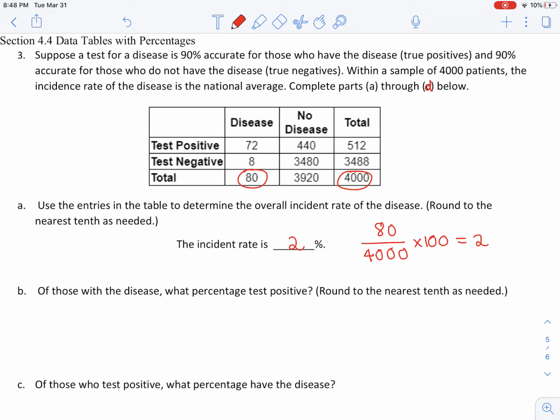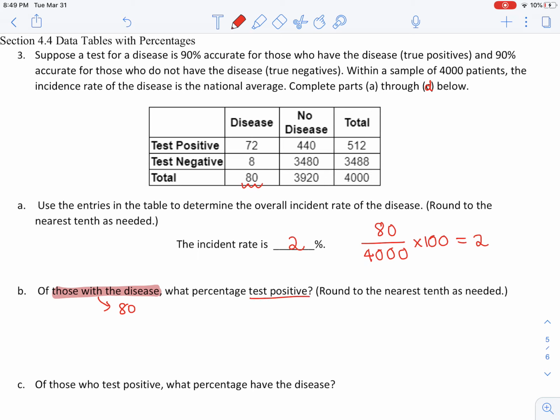Okay? All right, B. Of those with the disease, what percentage test positive? Now, look at the wording very, very carefully, okay? They are saying all of those with the disease, okay? Out of all the people who actually have the disease, how many people have the disease? 80 people, right? 80 people have the disease.